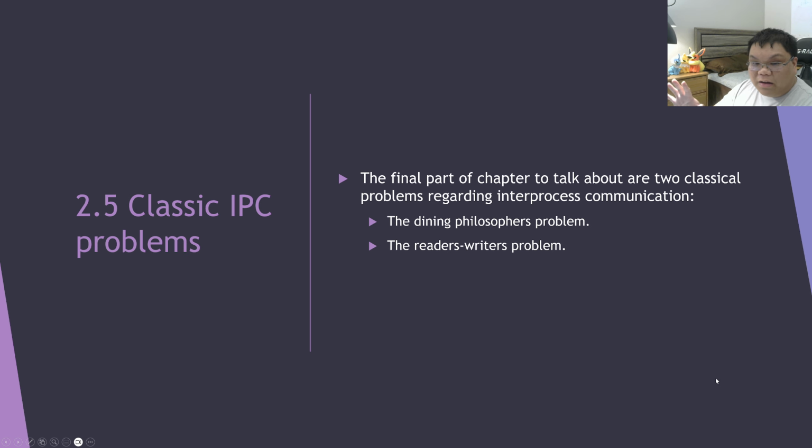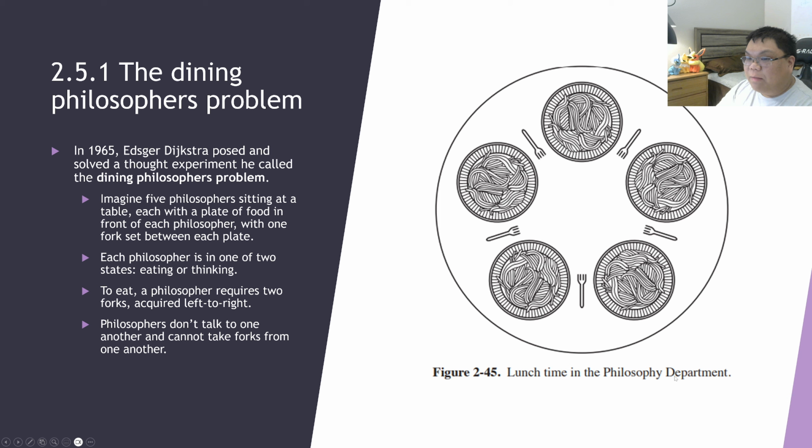So the final part of this discussion are two more IPC problems. The first one is the dining philosopher's problem. So Edgar Dijkstra came up with a thought experiment and came up with a solution for it as well. It's called the dining philosopher's experiment. Imagine 5 philosophers sitting at a table. There's 5 plates of spaghetti, one for each philosopher, and there's also a chopstick to the side of each plate of spaghetti.